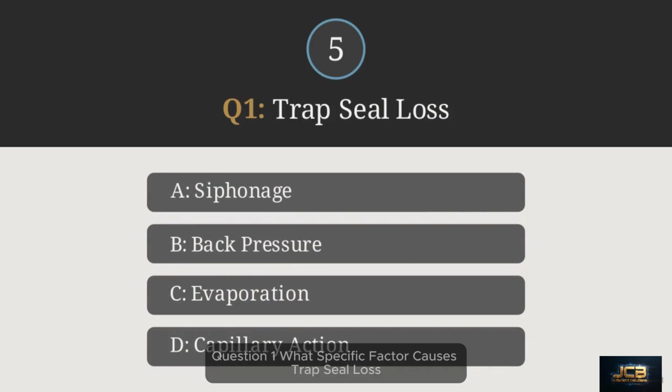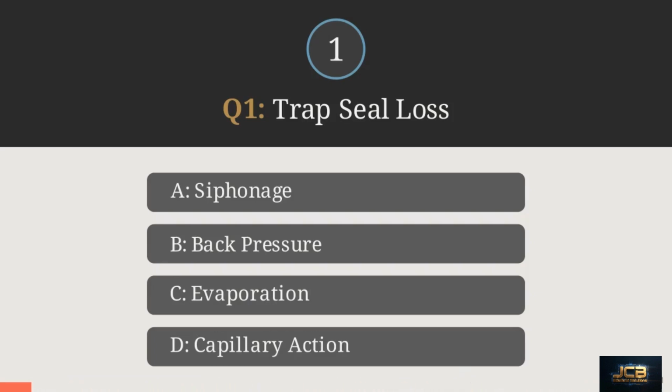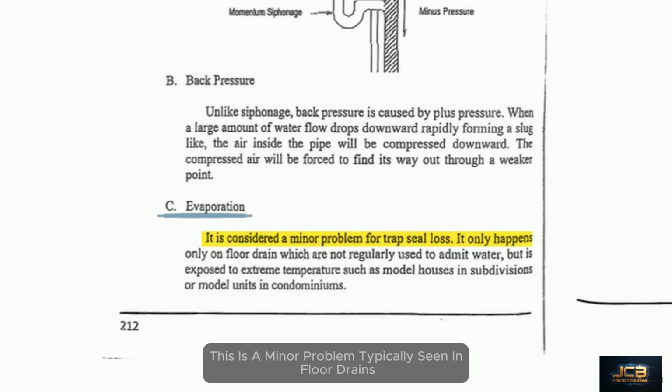Question 1. What specific factor causes trap seal loss in unused floor drains subjected to extreme temperatures? The answer is evaporation. According to the reference material, this is a minor problem typically seen in floor drains that aren't used regularly, such as in model units or empty subdivisions.